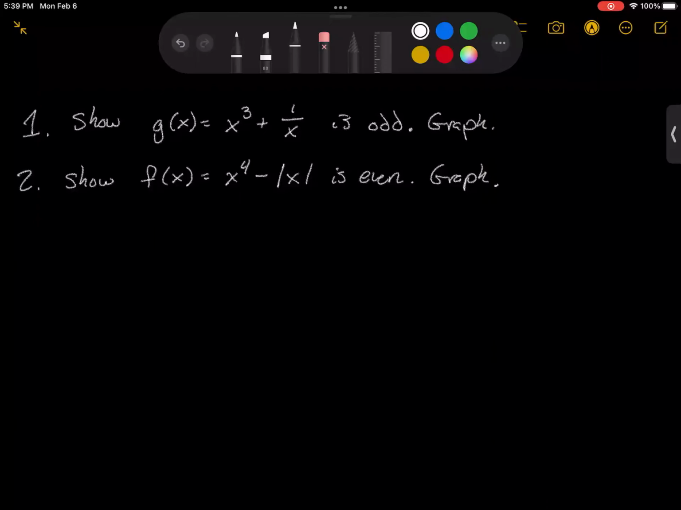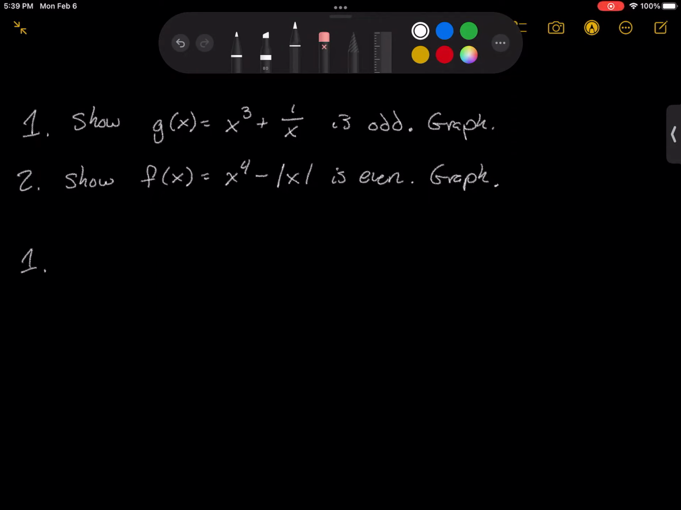Let's work on even or odd functions. So reminder, this is all about symmetry of a function. If it is an even function, it is symmetric over the y-axis. If it is an odd function, it is symmetric over the origin. So let's work on number one.